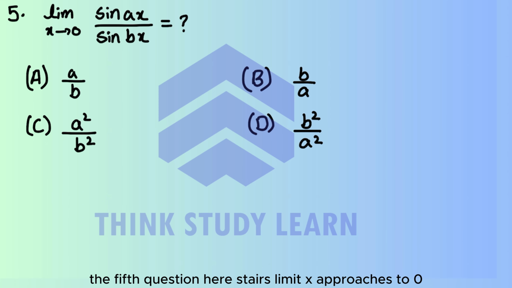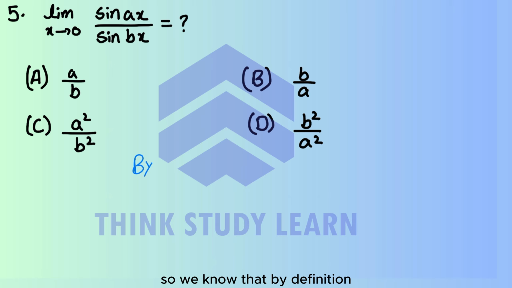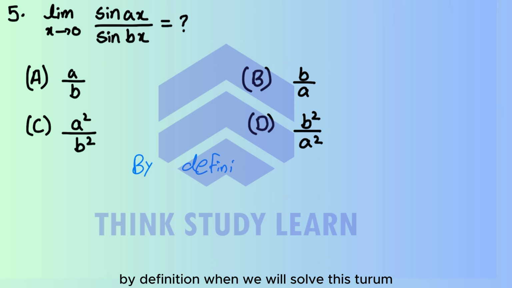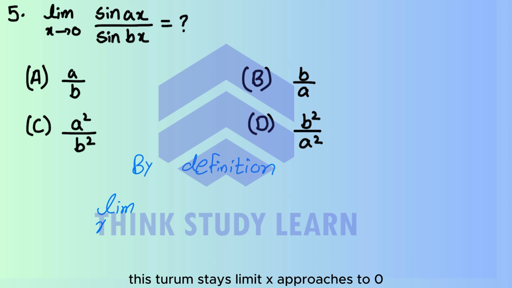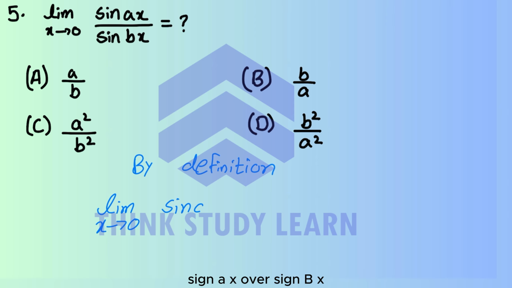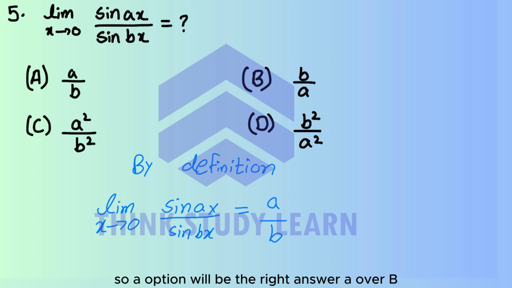The fifth question states: limit x approaches 0 of sine ax over sine bx is equal to what? No need to solve this. It is an identity which states that sine ax over sine bx, when limit x approaches 0 is applied, is equal to a over b. So A option will be the right answer, a over b.